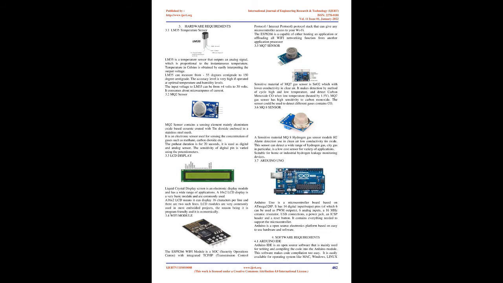3.3 LCD display. A liquid crystal display screen is an electronic display module and has a wide range of applications. A 16x2 LCD display is a very basic module and is commonly used. A 16x2 LCD means it can display 16 characters per line, and there are 2 such lines. LCD modules are very commonly used in most embedded projects, the reason being it is program friendly and economical.